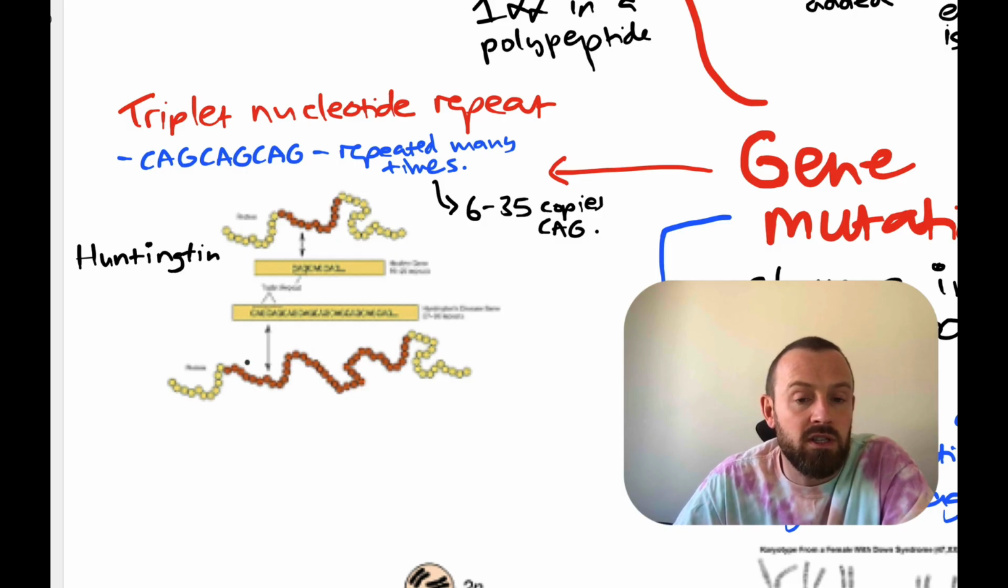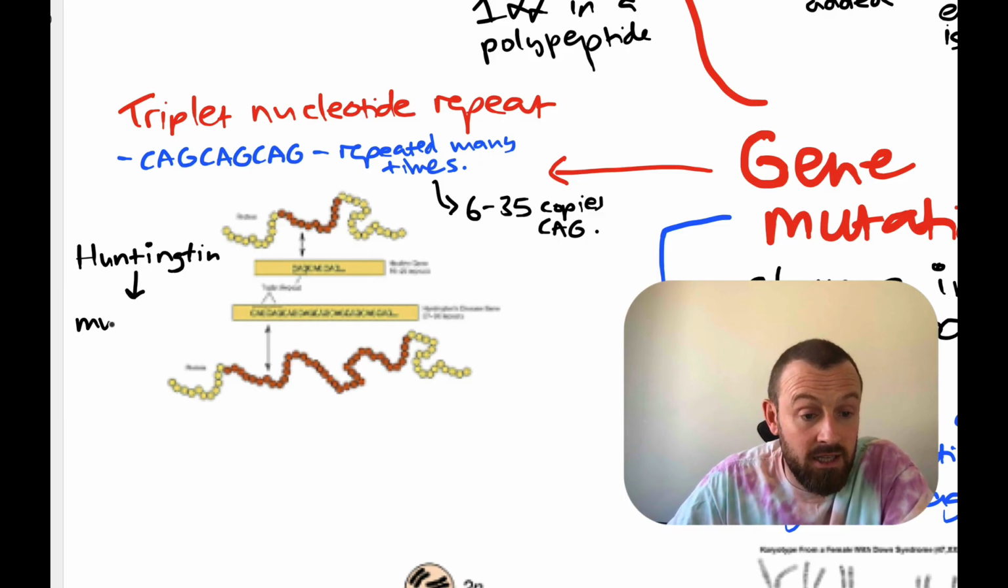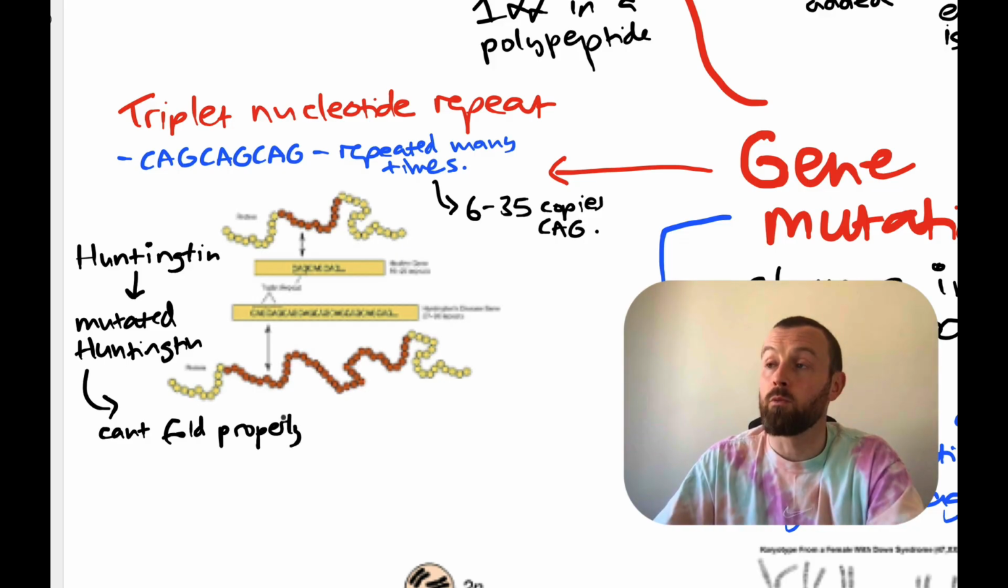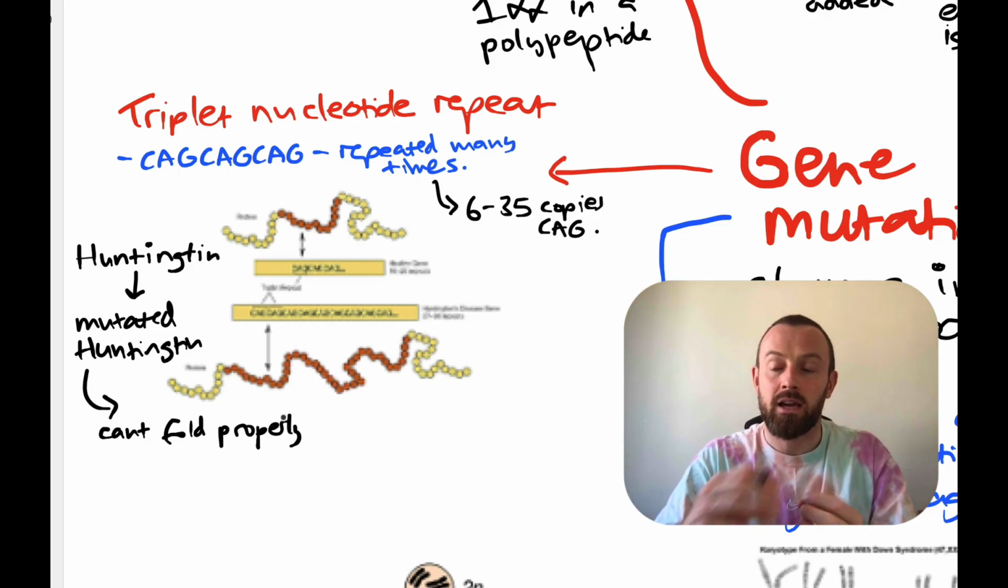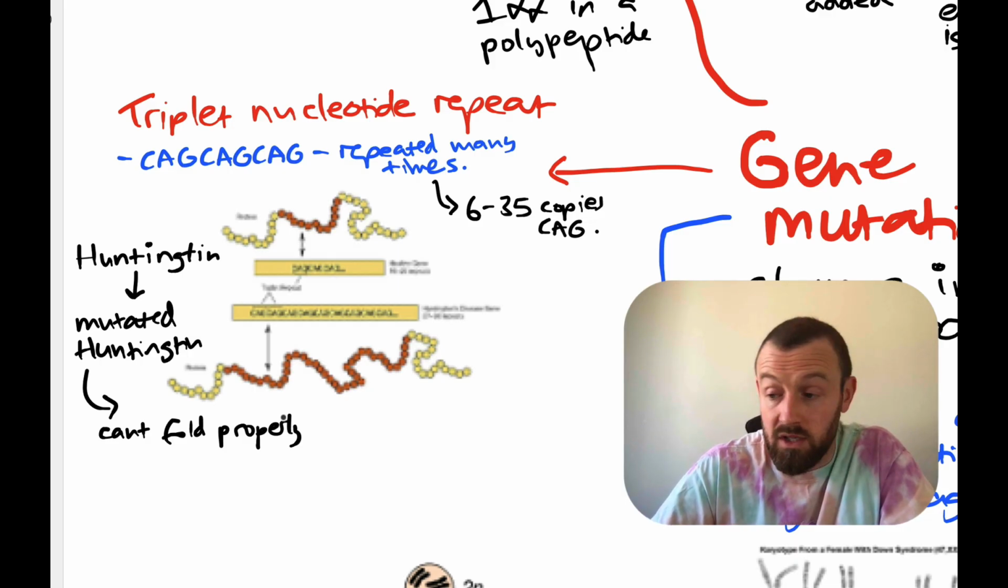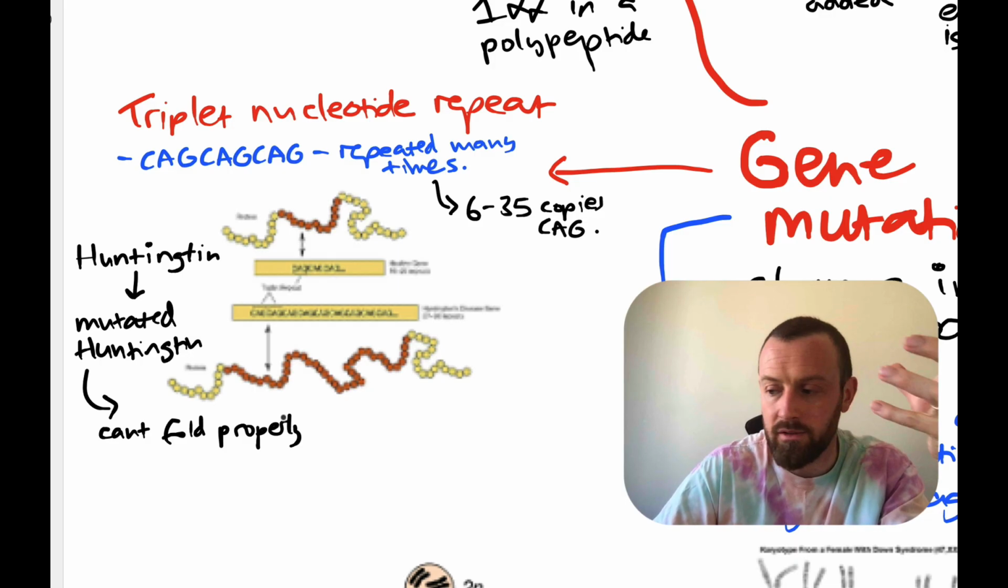And if it's increased too many times, then the protein becomes too large, can't fold properly, and that's the mutated Huntingtin. Mutated Huntingtin can't fold properly and forms clumps of protein, kind of plaque, which destroy or cause damage to brain tissue. And this causes neurodegeneration, like your brain breaking down, and eventually leads to death.